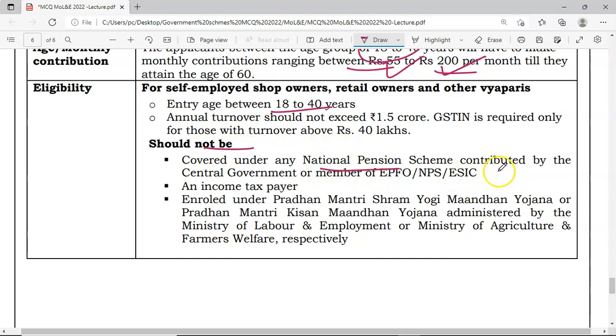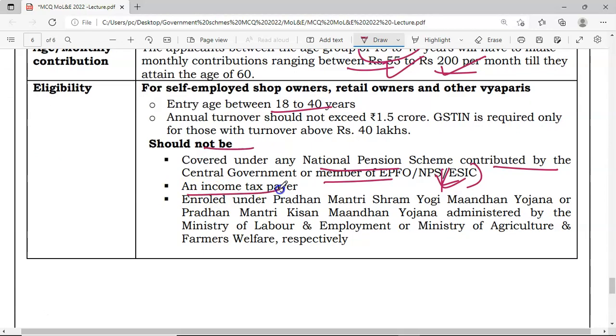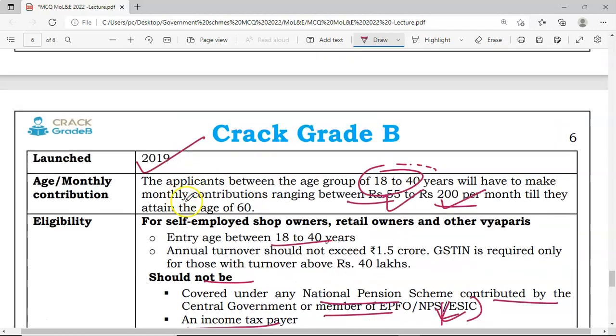The National Pension Scheme contributed by the central government, or members of EPFO, NPS or ESIC, are not covered under this scheme. And income taxpayers, and persons who have enrolled for the Pradhan Mantri Shram Yogi Maandhan Yojana or the Pradhan Mantri Kisan Maandhan Yojana, administered by the Ministry of Labour and Employment and the Ministry of Agriculture respectively, will not be eligible for this scheme.